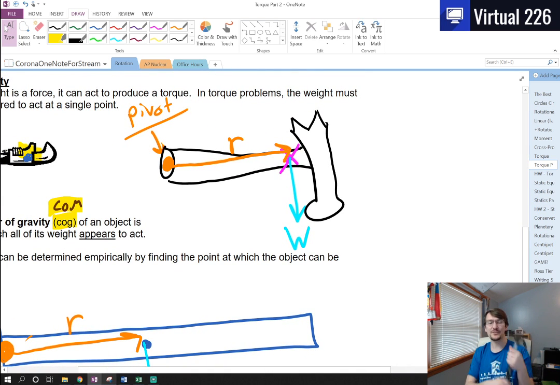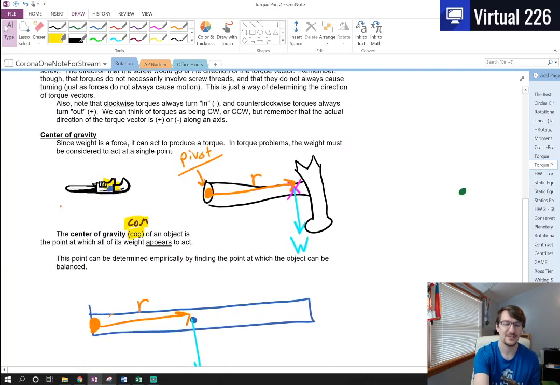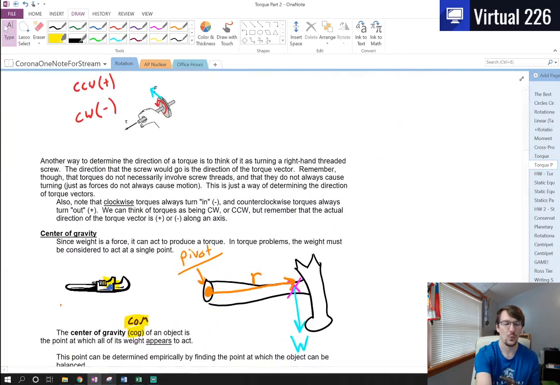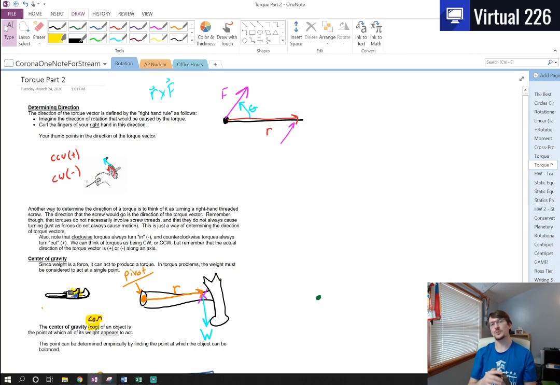But that's just how a center of mass can assist us in the worlds of torque and what's going on here. Remember, we could use a right-hand rule, R crossing F, or we could just turn it in the direction of the rotation. And that center of mass tells us how an object itself is going to act underneath a torque.